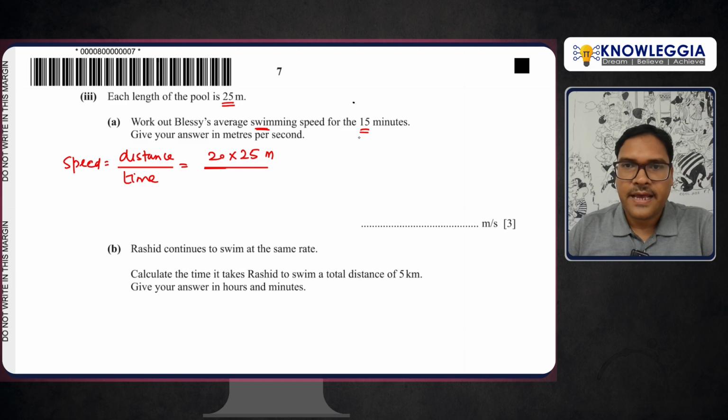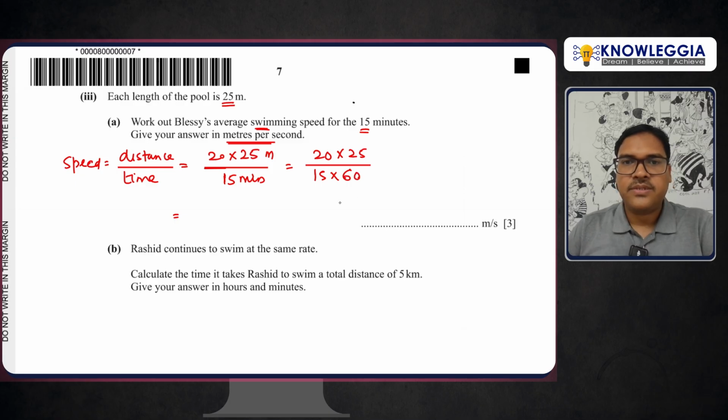And what is the time? Time is 15 minutes, right? But they're asking you to write the answer in meters per second. So what you can do is convert this 15 minutes. I can directly convert here only. This is 25 into 20 upon 15 minutes in seconds. This is 15 into 60. Why multiply by 60? Because 1 minute is 60 seconds.